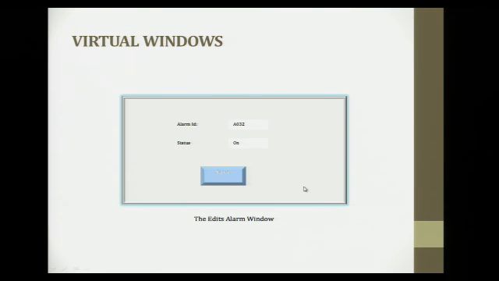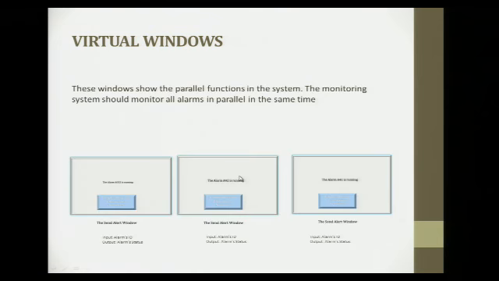Here, when you get to edit alarms, you can just choose the name of this alarm and change the status, and then save the status of these alarms. These 3 windows are parallel functions in this system. The monitoring system should monitor all alarms in parallel at the same time.